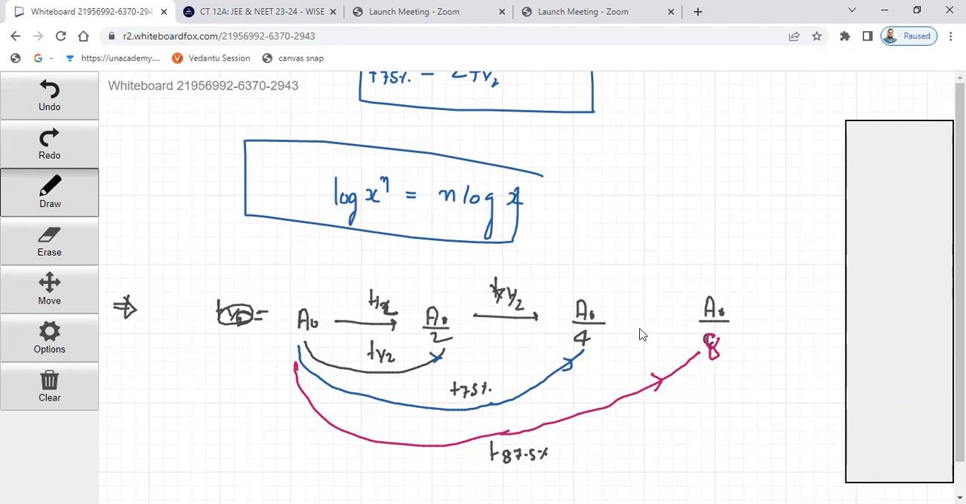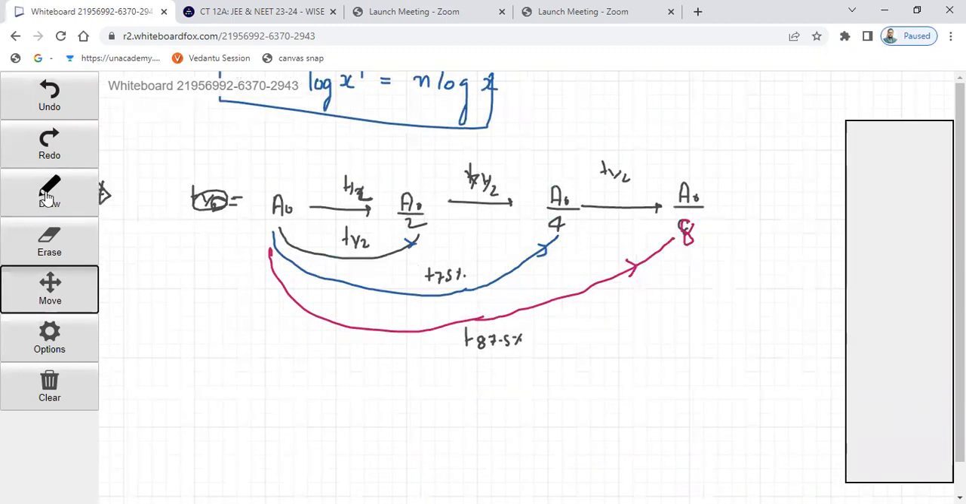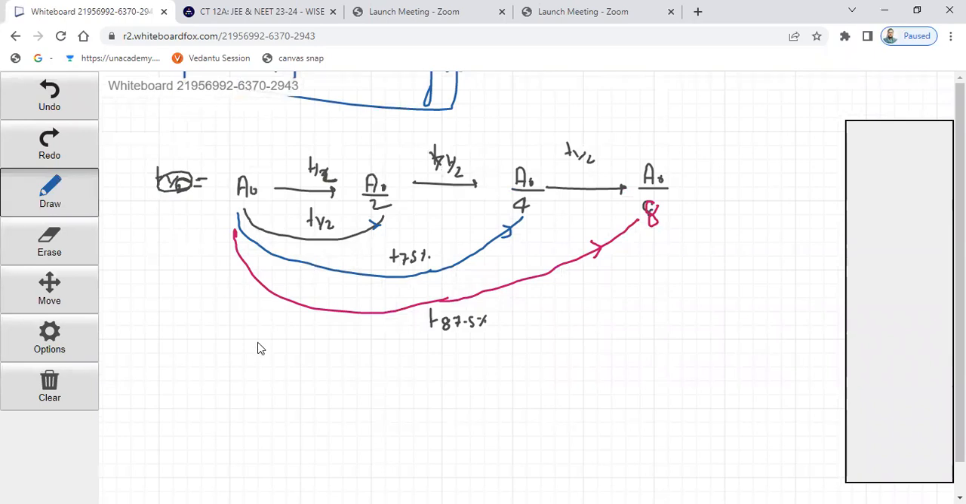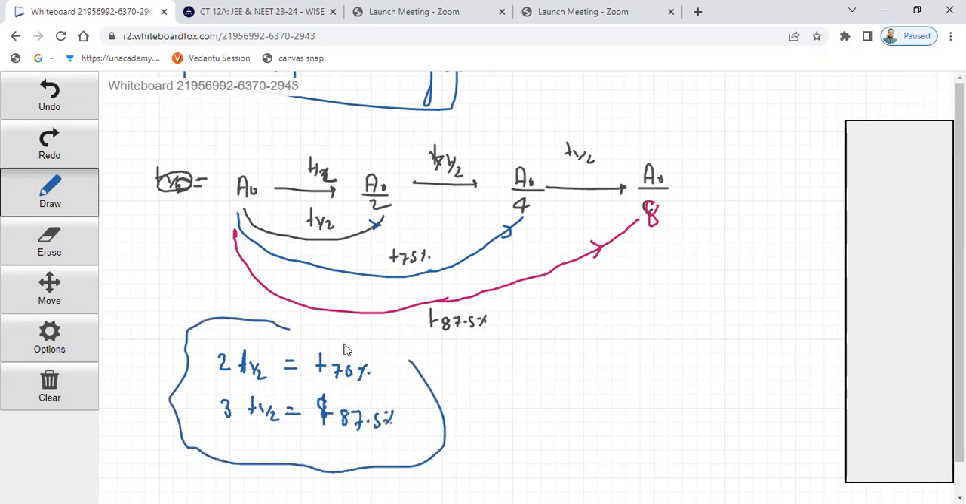Because A naught by 2 to A naught by 4 and A naught by 4 to A naught by 8 will also take T half time. We overall conclude that if it goes from A naught to A naught by 2, it takes T half; 2 into T half is equal to T75%; 3 into T half will be equal to T87.5%. You have to remember this result. Please write down the result, and if you have any doubt, please ask me.